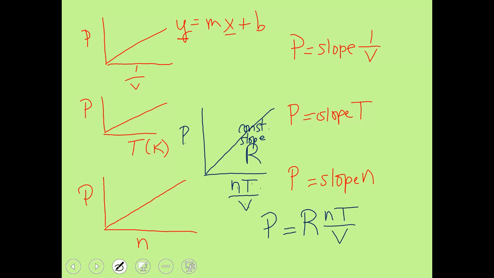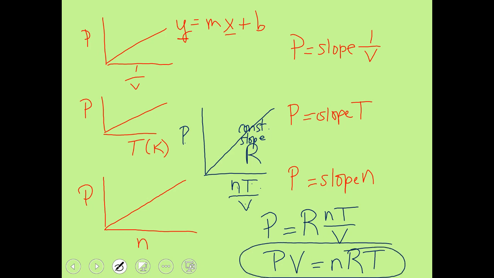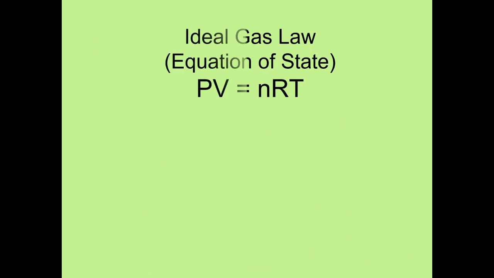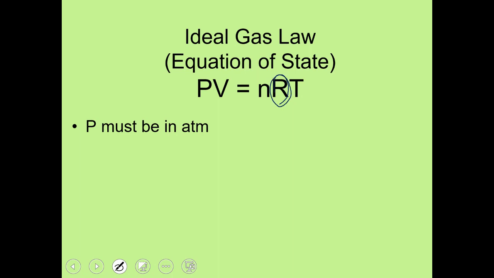To make it a little simplified, they cross multiplied and said PV equals nRT after rearranging. And this equation right here is known as the ideal gas law. Sometimes it is also called the equation of state because it can describe the state of any gas. To use this equation, it depends what units are used for R.